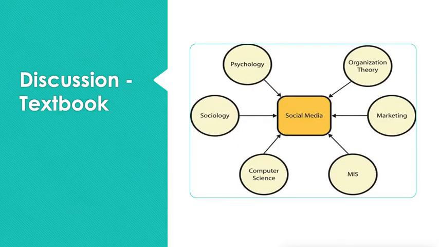Next, I want to discuss the textbook. Social media is talked about in Chapter 8 of our textbook. It's defined as the use of information technology to support the sharing of content among networks of users. Social media is also a convergence of disciplines, as seen in the figure illustrated on the screen. As you can see, social media is in the middle, and social media can branch off into so many different disciplines such as psychology, the organization theory, marketing, MIS, computer science, and sociology. It is very versatile indeed.